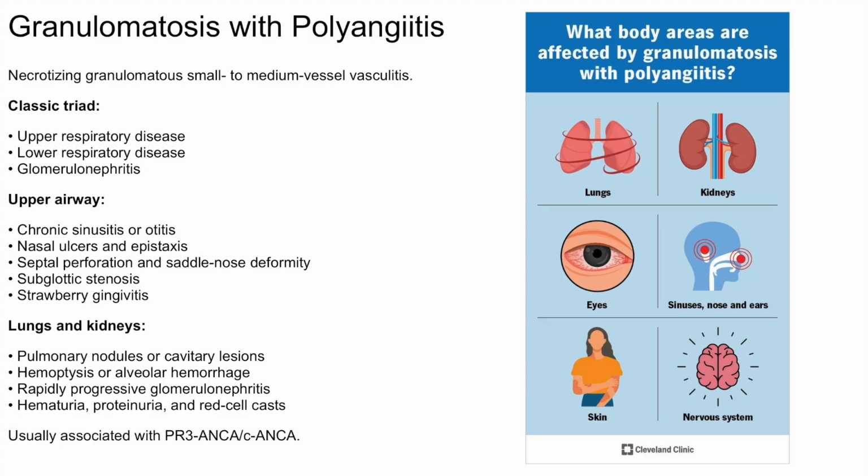alveolar hemorrhage. Renal disease usually appears as a rapidly progressive autoimmune glomerulonephritis, causing hematuria, proteinuria, and red cell casts. GPA is strongly associated with PR3 ANCA, which usually produces a cytoplasmic or C-ANCA pattern. On exam, destructive sinus disease plus cavitary lung lesions and glomerulonephritis should immediately raise concerns for GPA.